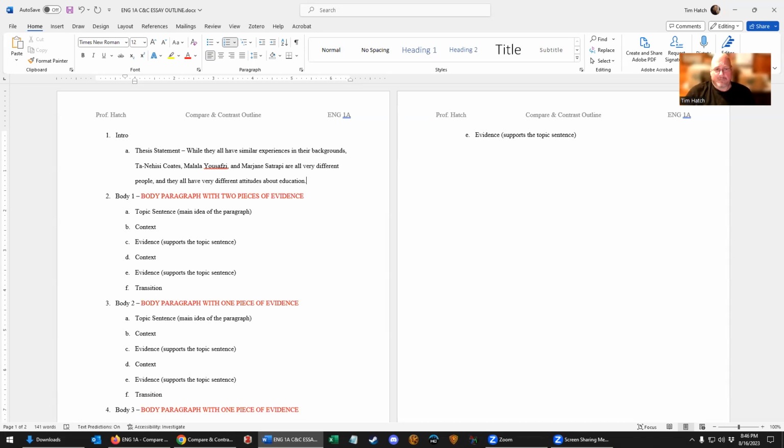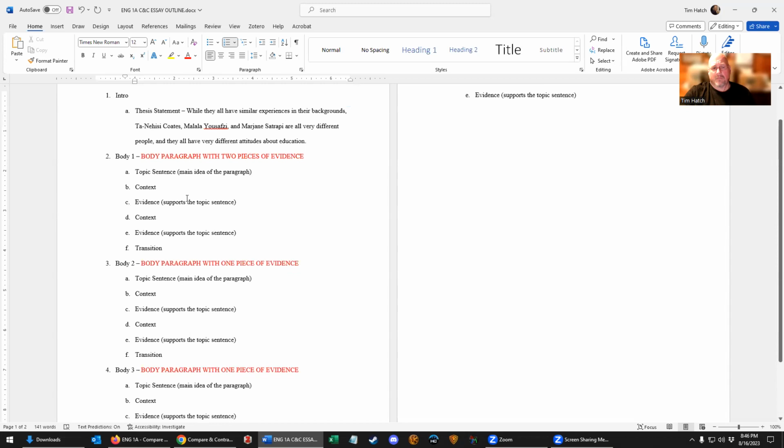So let's move on. Your body paragraphs need to discuss two of the people. You do not want to discuss all three people in each body paragraph. That's going to take up way too much space. You're going to go way over the word count. So my strong recommendation is to actually decide who you're going to be talking about in each body paragraph. And literally, you can just make it random.